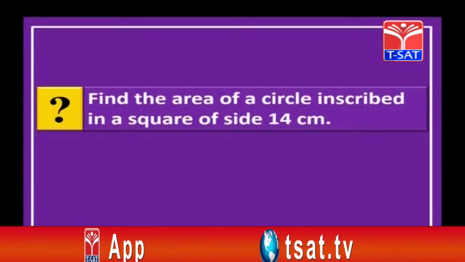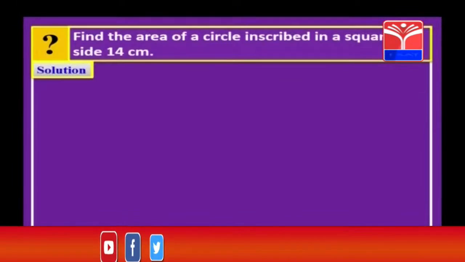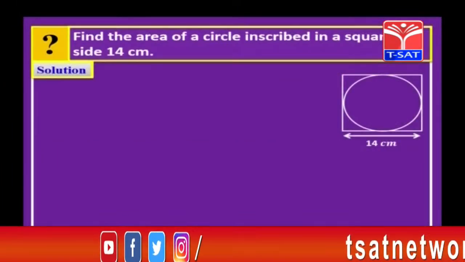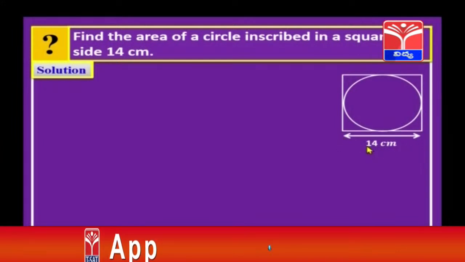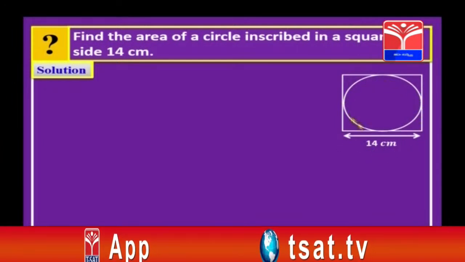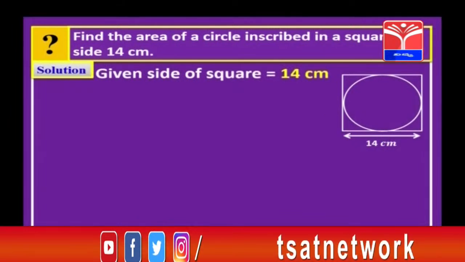Now let us apply these concepts that we have learned in solving a few problems. Let us start with our first problem. Find the area of a circle inscribed in a square of side 14 centimeters. Let us start with the solution. Here you can notice a circle is inscribed in a square. That means a square is there whose side is 14 centimeters. Inside that there is a circle touching all sides of the square. Now what we need to find, children? We need to find the area of the circle.